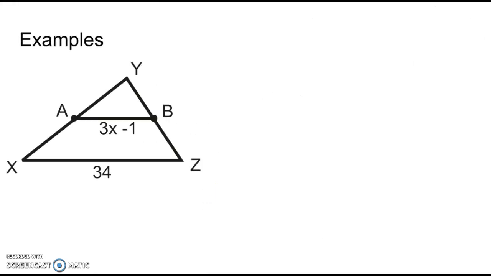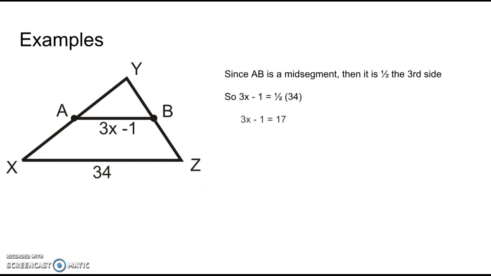Let's do an example. AB is the midsegment. It's half the third side. Therefore, 3x minus 1 equals 1/2 of 34. 3x minus 1 would equal 17. 3x would equal 18, and thus x would equal 6.